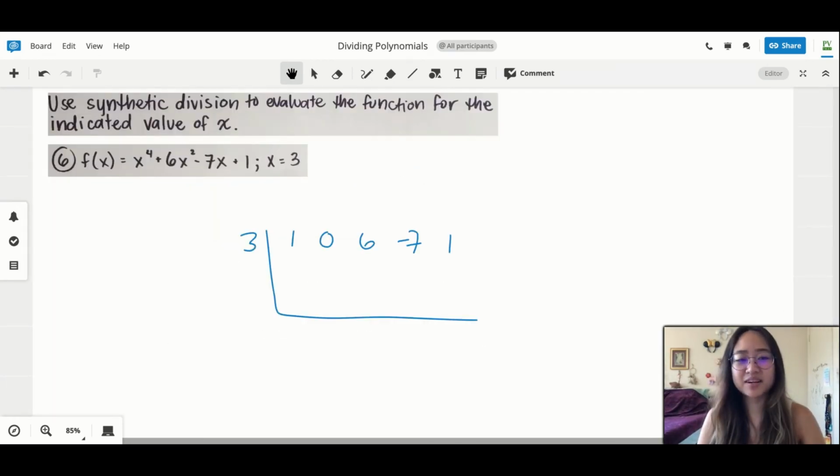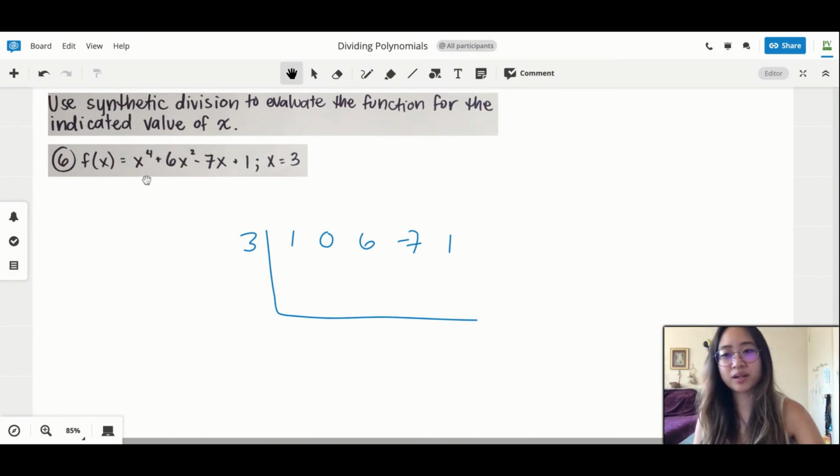Okay, so now we're down to our last two problems. Slightly different instructions, but still using synthetic division. For these ones, we will have to use synthetic division to evaluate the function for the indicated value of x. So that's the same exact thing as asking, what does f of x equal when x equals 3? So I know we're used to plugging it in just to find that number, but these problems will show how to use synthetic division to get the same exact result.